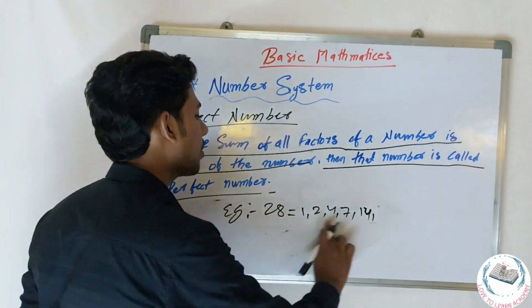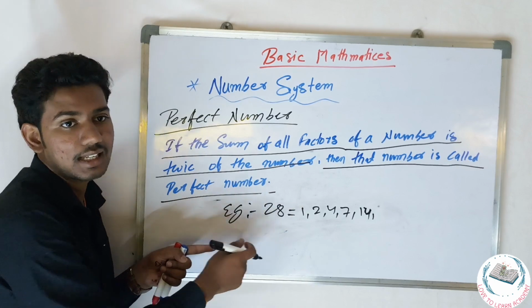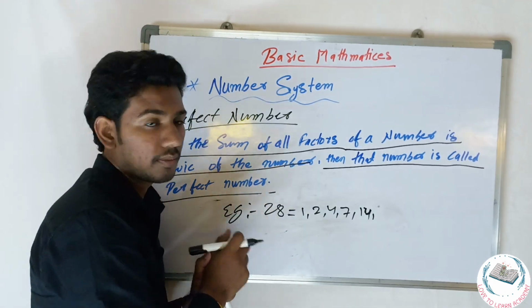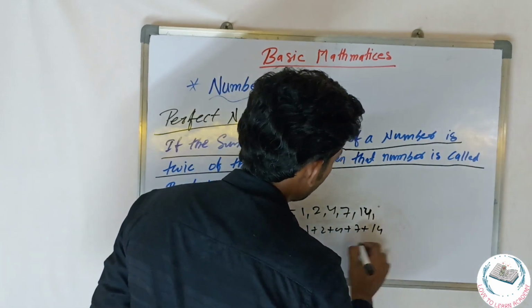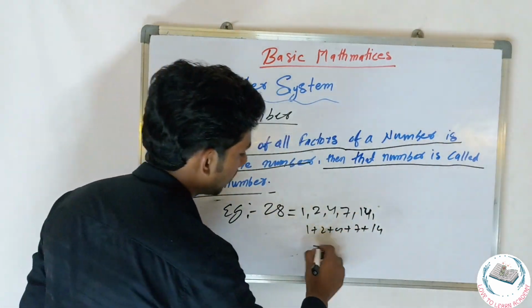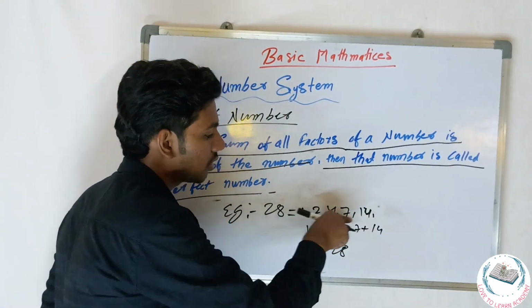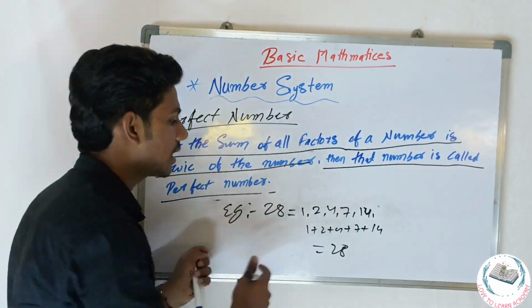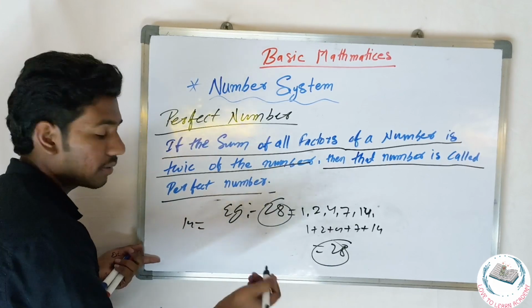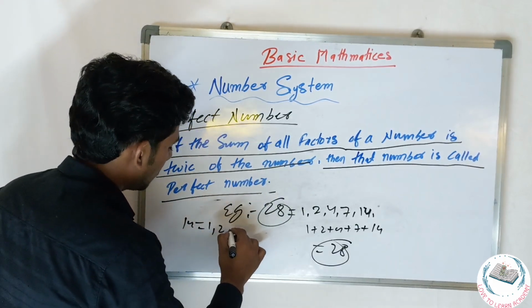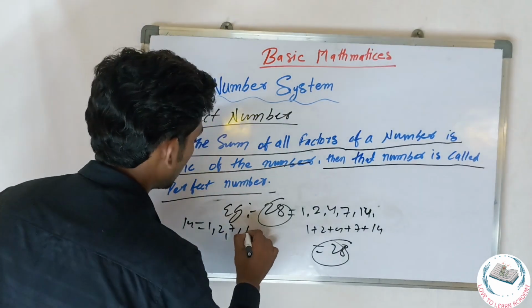Take the sum of these numbers, and if you get 28, then it will be a perfect number. So if I add 1 plus 2 plus 4 plus 7 plus 14, that will be 3, 7, 14, 28. So that is 28 only. When we do the sum of those numbers, we got 28. It means 28 is a perfect number. If you take an example of 14, the factors are 1, 2, not 3, not 4, not 5, not 6, not 7 also, and 14.